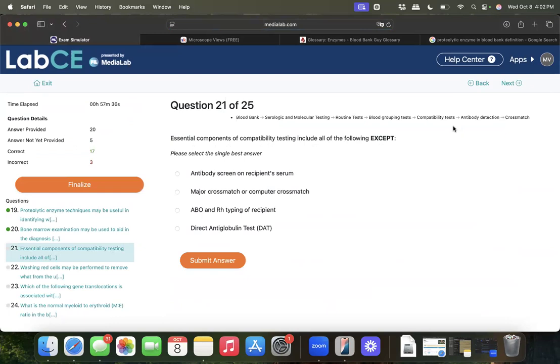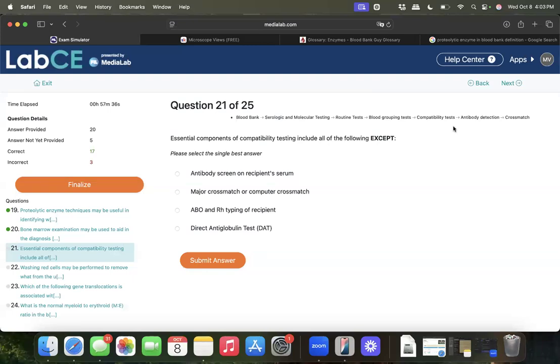Essential components of compatibility testing include all of the following except what? A, antibody screen on recipient serum. B, major crossmatch or computer crossmatch. C, ABO and RH typing of a recipient. And then D, a DAT, or direct antiglobulin test. So essential components of compatibility testing include all of the following except which one? Which one do we not do for compatibility? An antibody screen on the recipient serum, a major crossmatch or like an AHG crossmatch or a computer crossmatch, an ABO and RH typing of the recipient, or a DAT.